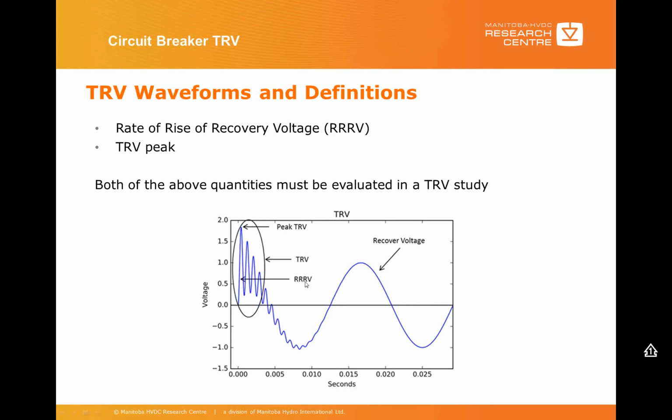So one important parameter, which we will explain a bit more down the road and compare with the breaker capability, is the RRRV. The other important parameter is the peak TRV, which is again important. The peak TRV is measured in kilovolts, whereas the RRRV is measured in kilovolts per microsecond. So these are the two basic parameters we have to compare with the breaker capabilities.